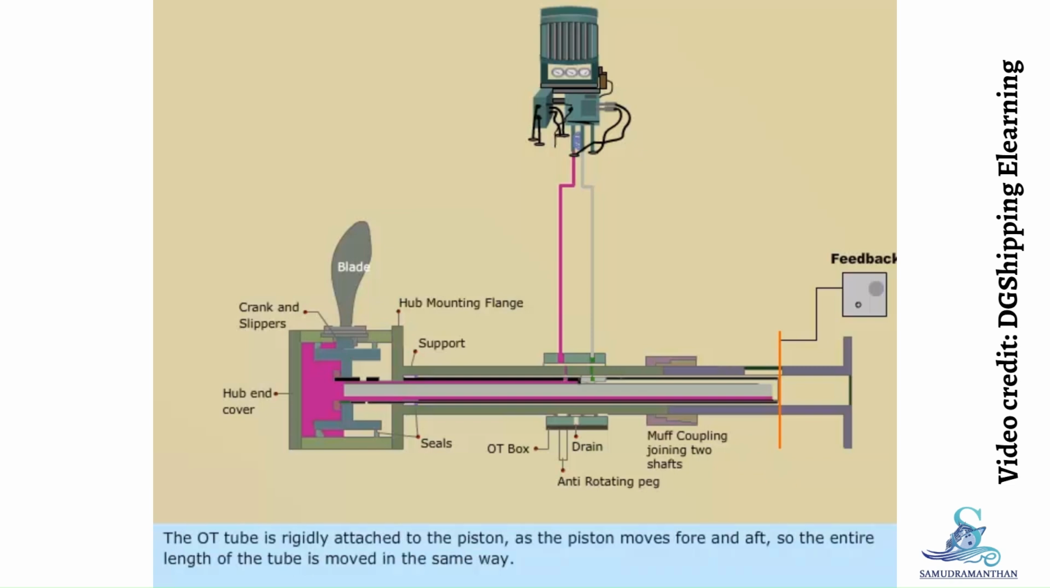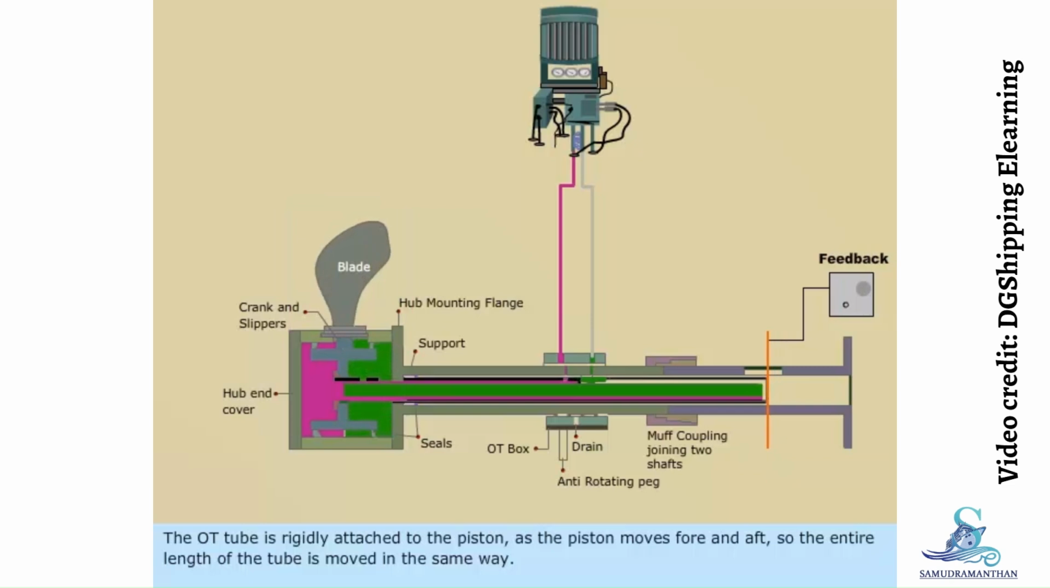The OT tube is rigidly attached to the piston, so as the piston moves fore and aft, the entire length of the tube is moved in the same way. A feedback mechanism is attached to the tube. This allows for checking of blade pitch position from within the bridge.